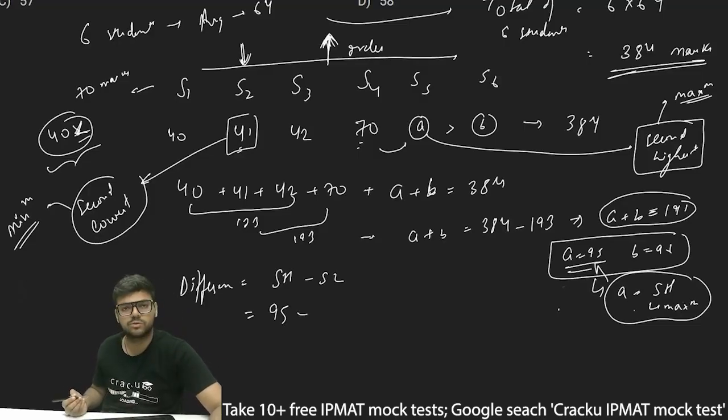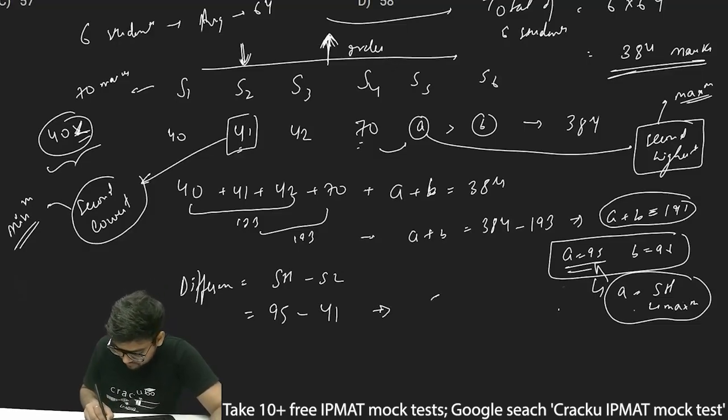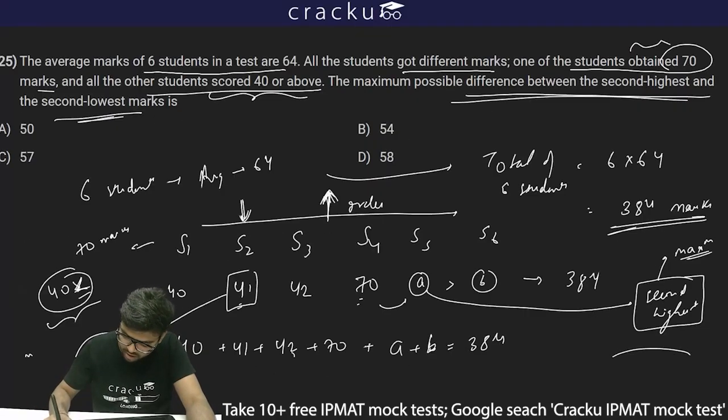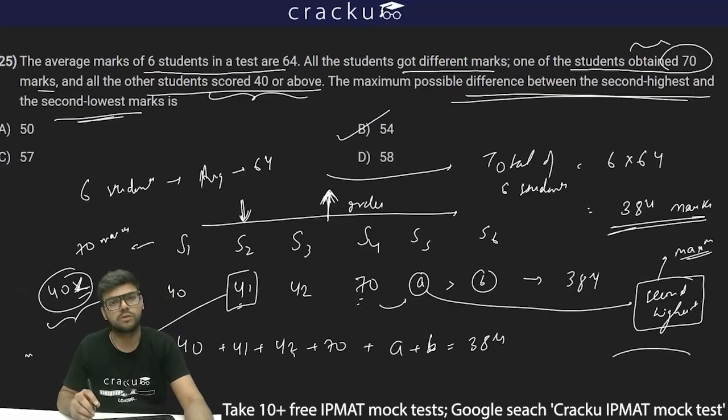And what is second lowest student's marks? Second lowest is 41. So 95 minus 41, the difference is basically 54 marks. Thus the maximum difference between the second highest and the second lowest marks can be 54, and therefore option B, 54 will be the correct answer.